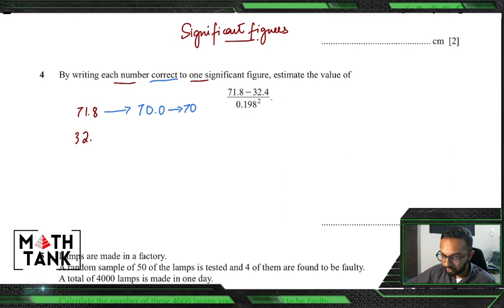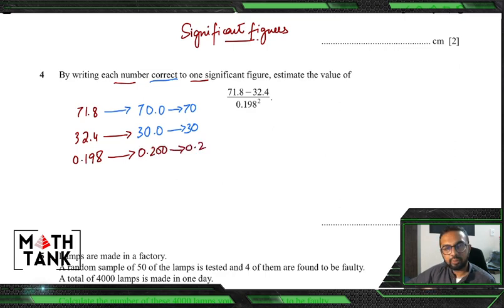Then I have 32.4. If I look at this, I don't need any other rounding off. I don't need to add. So this becomes 30.0 or 30. Similarly, 0.198. Now this 0 is not significant. The first significant number is here, so I'm going to round that off. So this becomes 0.200 or just simply 0.2.